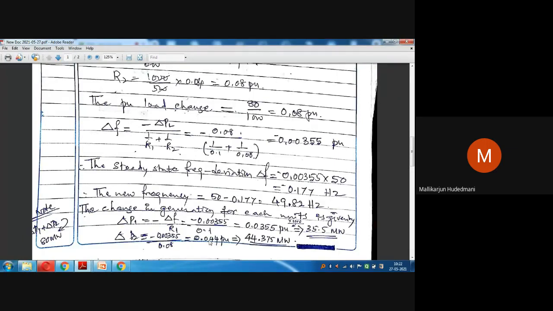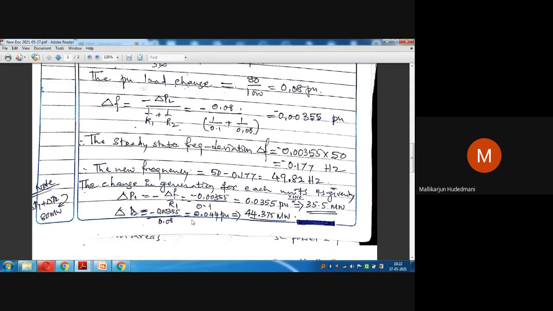It becomes 0.044375, hidden here. So when I multiply by 1000, I ensure it is better to present 44.375 megawatt. If I add them, they should be very close to 80 megawatt. I wrote it at the left corner here: delta P1 plus delta P2 equal to 80 megawatt. This is how, in this very simple problem with D equal to 0, I can get P1 and P2.